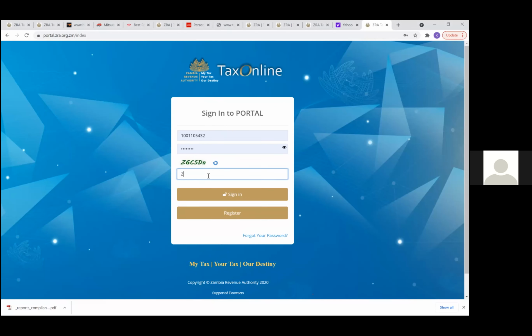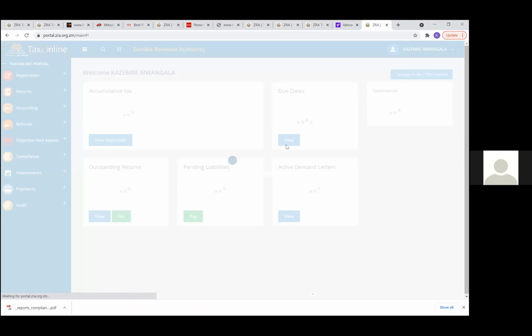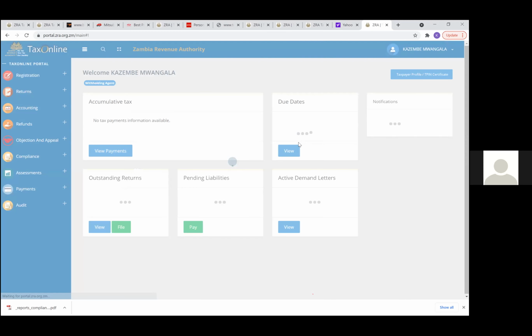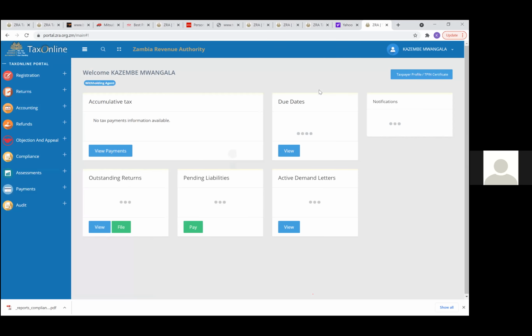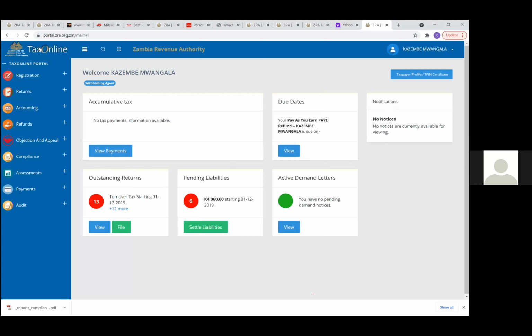So you log in. When you log in, you see a screen like this one. On the left panel, you will have your tax online portal, the ZRA logo, then registration, returns, accounting, refunds, and all those items.